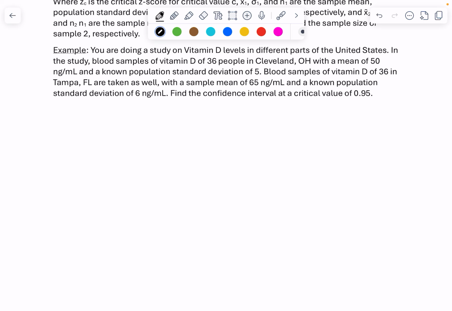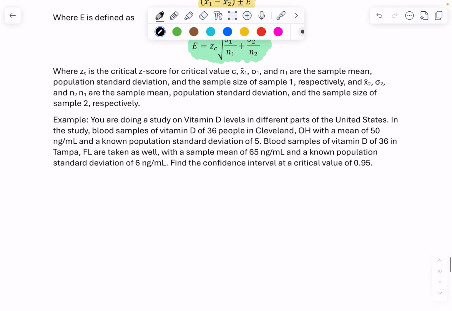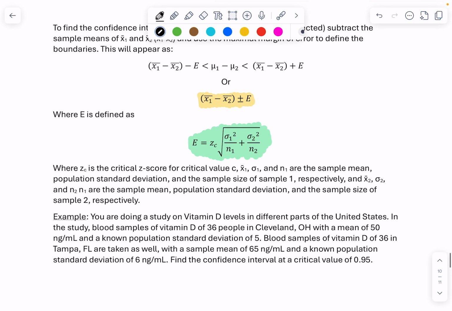The blood samples of vitamin D patients in another location, Tampa, Florida, for 36 individuals in that sample were taken with a sample mean of 95 nanograms per milliliter, and there is a known population standard deviation of 6 nanograms per milliliter there. Now we're going to find the confidence interval at a critical value of 0.95, or the confidence level of 95%. I think we've done a lot of these equations.